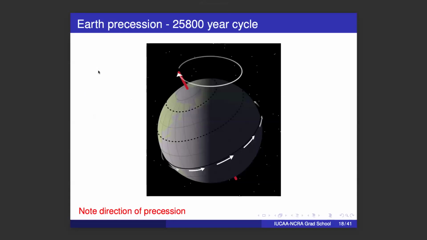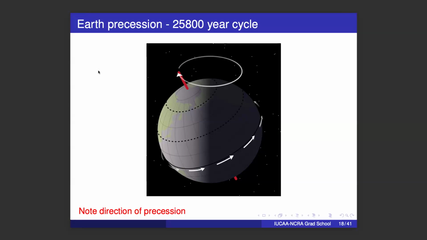Another major phenomenon that changes the coordinates of stars and galaxies in the sky is a phenomenon known as precession. So the Earth is rotating in this direction and the precession is happening in this direction. How long does it take to precess one full circle? 25,800 years. It's a very slow process.